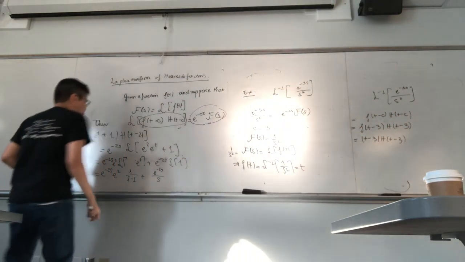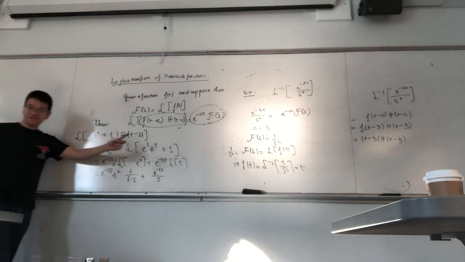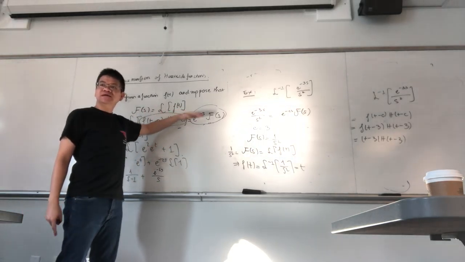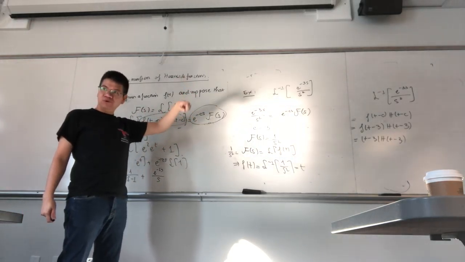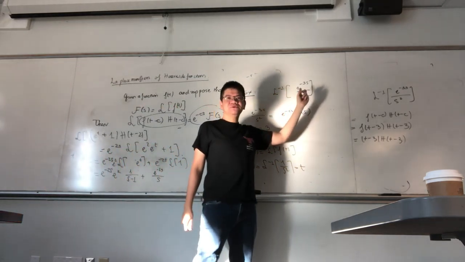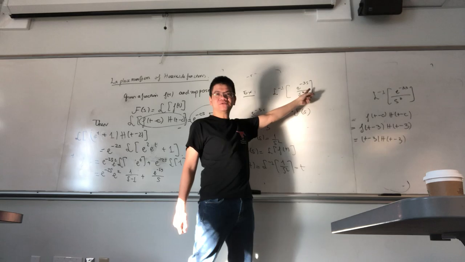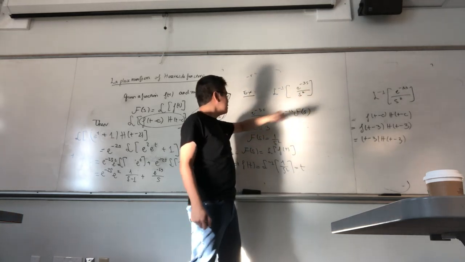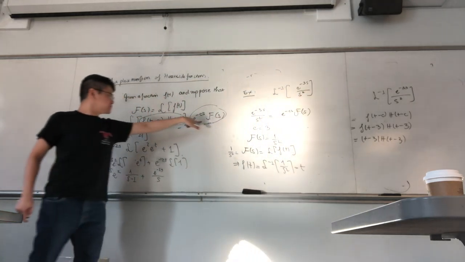I explain again. In this example, we're going to take advantage of this formula to compute the inverse Laplace transform. I have to compute the inverse Laplace transform of e to the power minus 3s over s squared, which I want to use this formula.